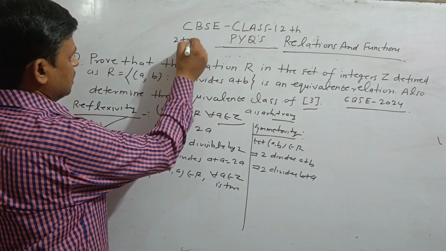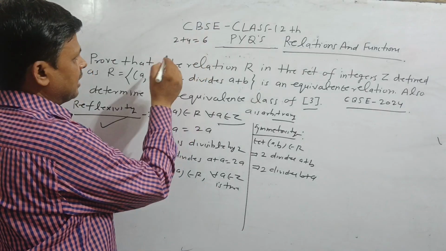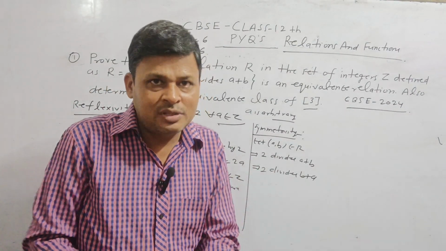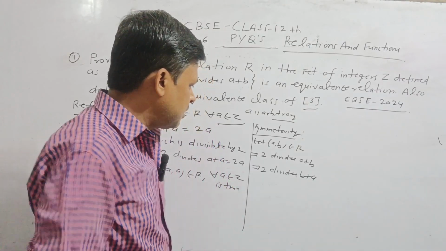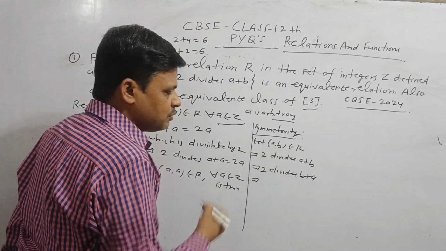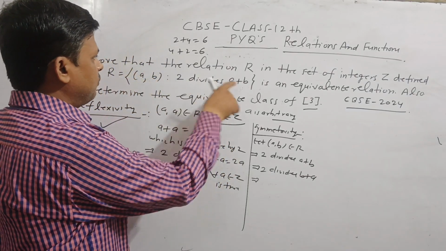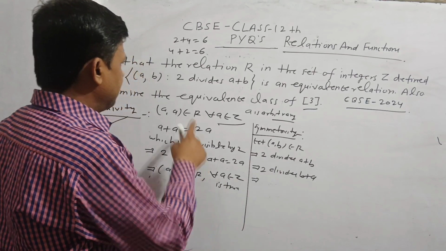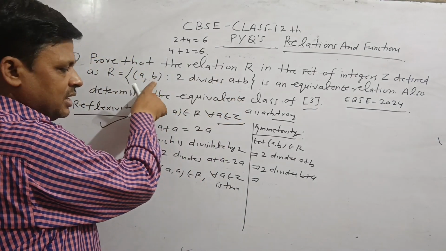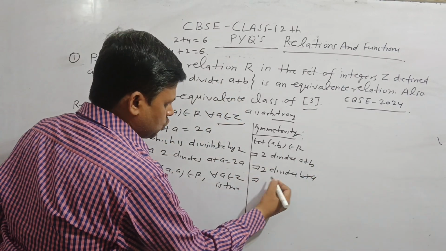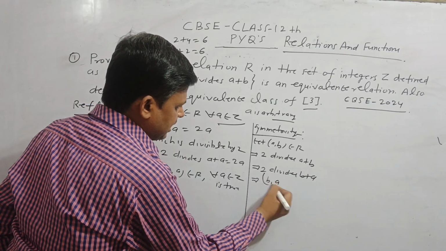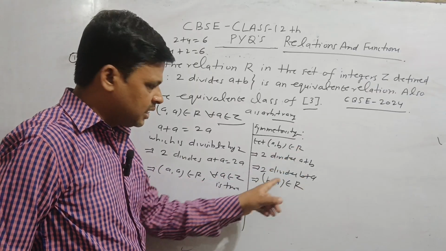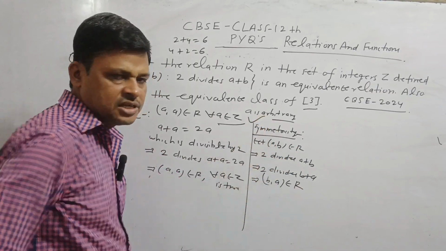For example, if 2 plus 4 is equal to 6 and 6 is divisible by 2, then 4 plus 2 is also 6 and 6 is again divisible by 2. So there is no change. So we can say that 2 divides b plus a. Here b comes first and a comes second, and (b, a) belongs to R. So (a, b) belongs to R shows (b, a) belongs to R. That means the symmetricity holds.